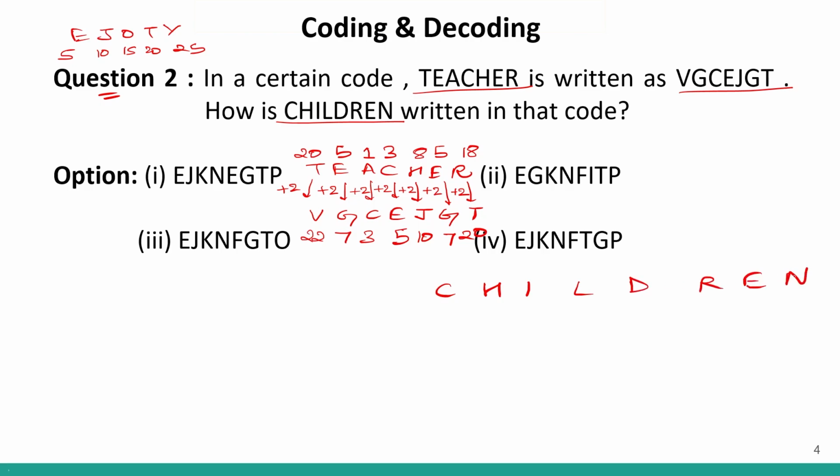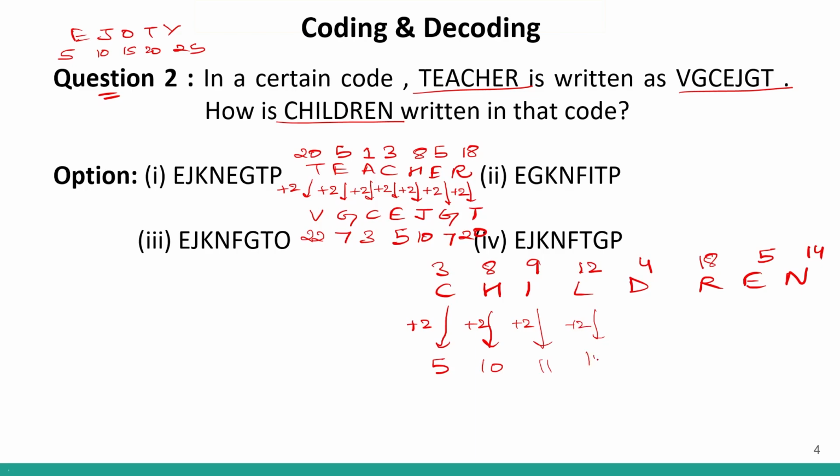CHILDREN. Correct? This is the word. So what are the forward codes? 3, 8, 9, 12, 4, 18, 5 and 14. These are your forward codes. Now I have to move +2. So +2 will give me 5. Here also +2 will give me how much? 10. Here also +2 will give me 11.